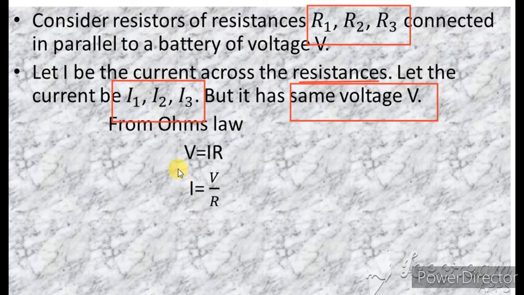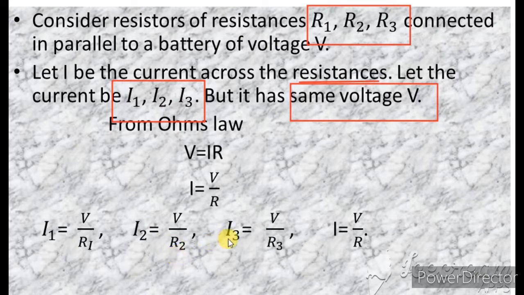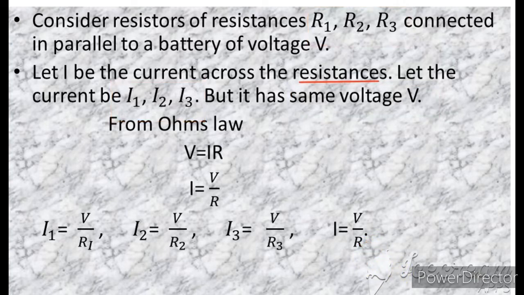Now write the equations for the currents. I1 can be written as V by R1, since V is the same. I2 is equal to V by R2 and I3 is equal to V by R3. And if you want the value of I alone, I is equal to V by R. Either we can write V by R, or we can also write V by R of P. Why we are writing R of P is because these are resistors in parallel. Okay, so these are the formulas which we take now.